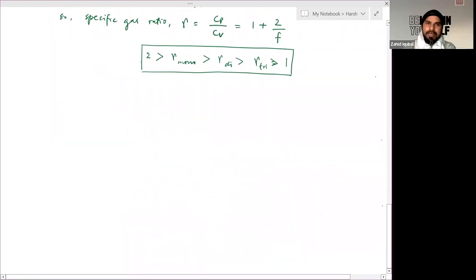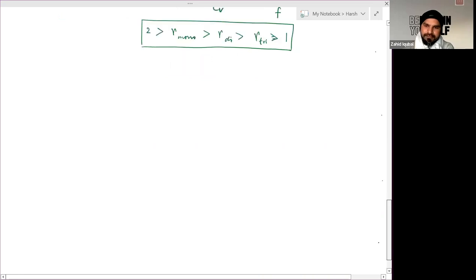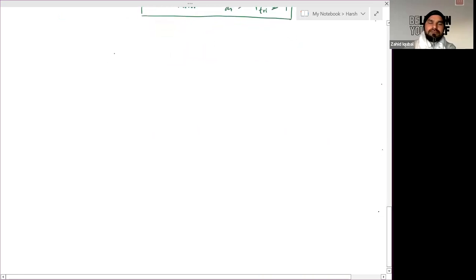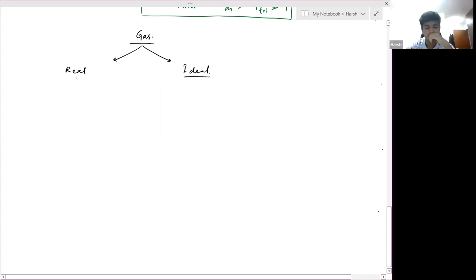So this is all about this gamma and degree of freedom. Next, we may define gas. Mainly, we have two different types of gas. One is called real gas and the other is called ideal gas. Do you know the basic difference between these two? Yes, sir. Just tell me.